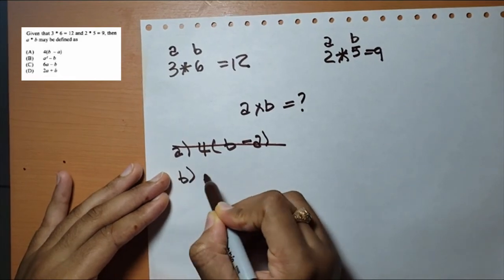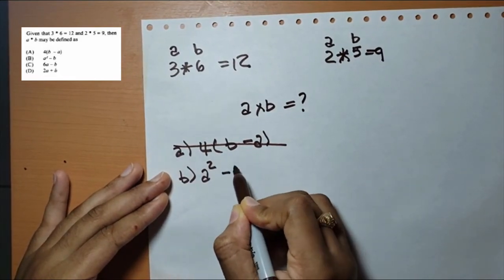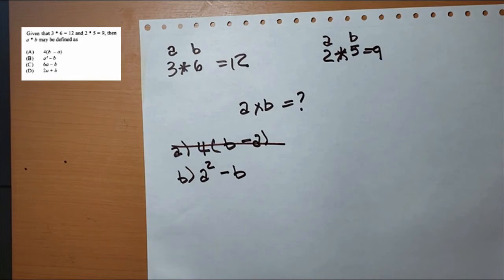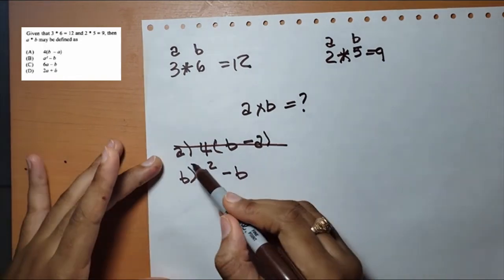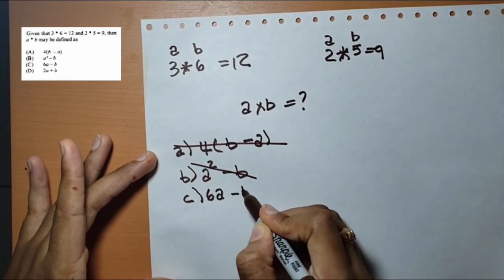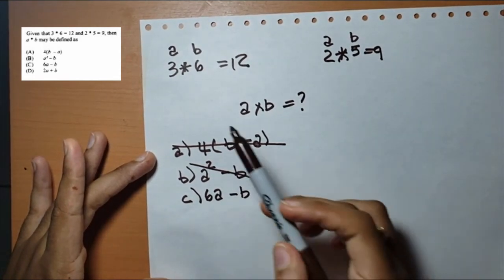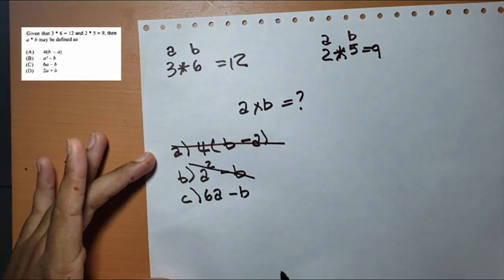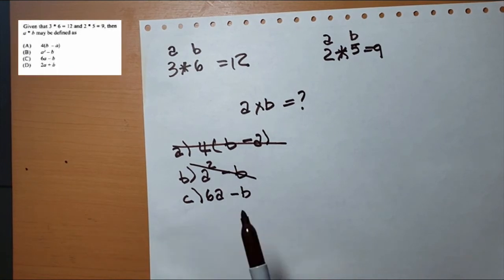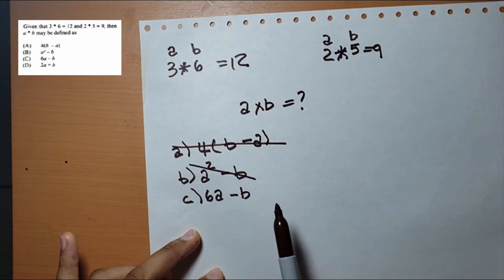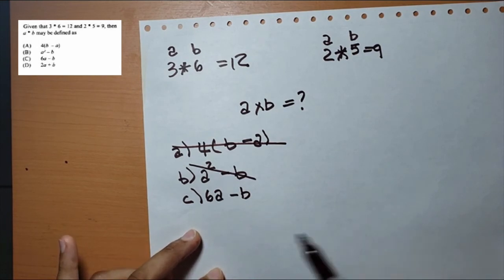B, we have A squared minus B. For this one, we do A squared, and 6 squared is 36. 36 minus 3 would be 33, so that is out already. C, we have 6a minus b. So 6a would be 18 minus b, that would give 12. So that works for the first one. For the second, 6a is 12 minus 5, which does not give 9, so that is out.